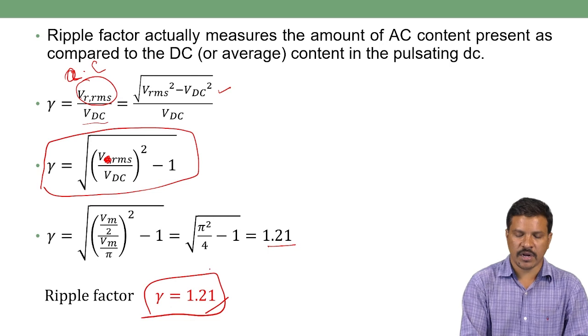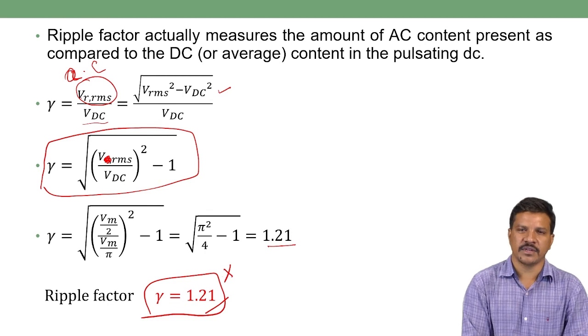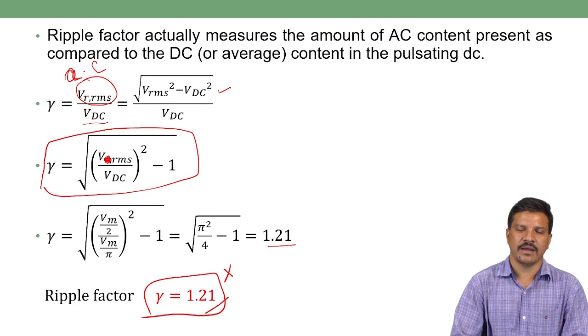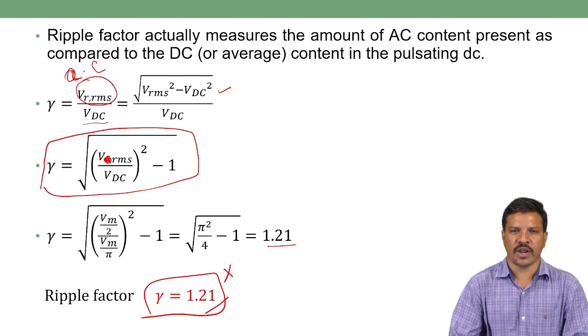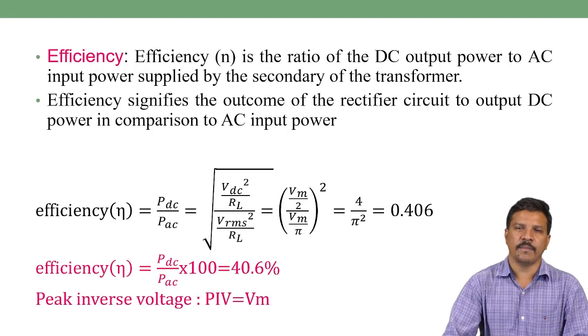That's why this half-wave rectifier is not at all useful for practical applications. This kind of ripple factor will never be used for rectification. But it is a basic circuit, based on which we can upgrade and enhance the circuit to a full wave rectifier and a bridge rectifier. And another important parameter is efficiency.